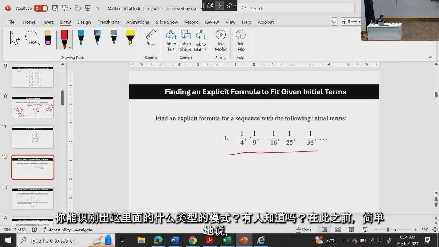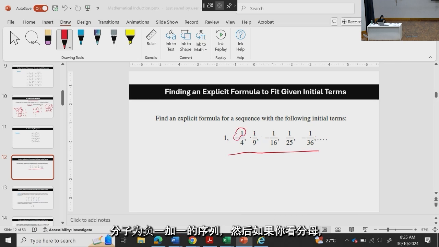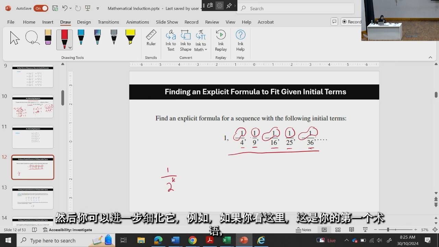Before that, in simple terms, what do you notice in these terms? Yes, you have an alternating sequence of -1 and 1 in the numerator. And if you look at the denominator, you have what? Perfect squares, right? So you can write it as something like this. Then you can further refine it.